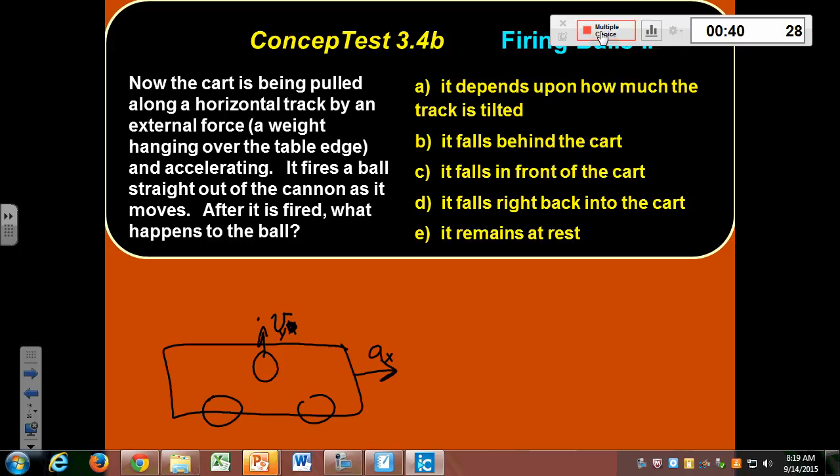I'll stop at 45, 45. We're going to 48. Just guess if you don't know. 48.